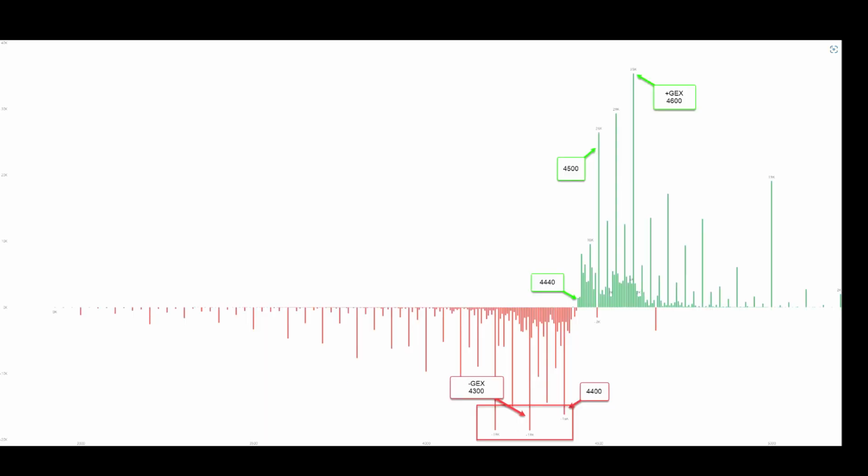Here's the landscape view. Negative GEX still at 4,300 here, plus GEX 4,600, not much change there. 4,400 continues to grow, this box right in here, providing us liquidity to the downside. 4,440, nice transition area, very well defined there. We continue to see the call speculation alive and well above plus GEX. So the thesis is still there for the bulls, possibly to move to the upside. And then the puts are really opportunistic, providing nice downside liquidity also.